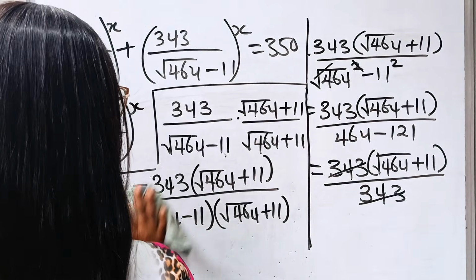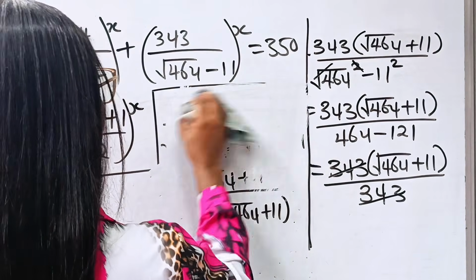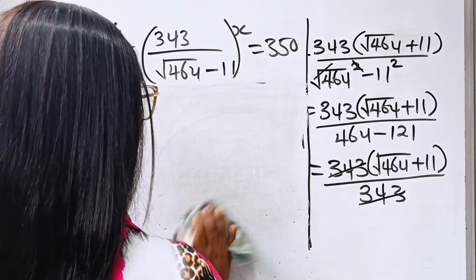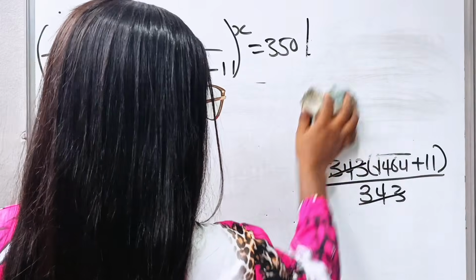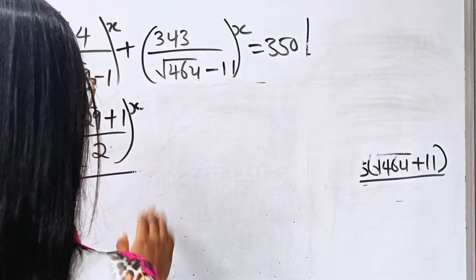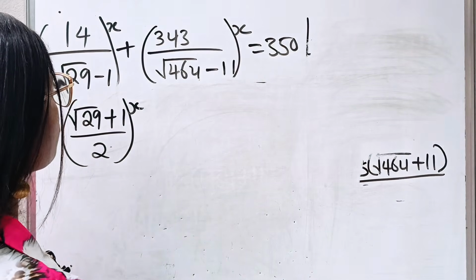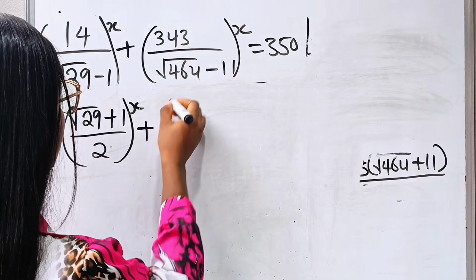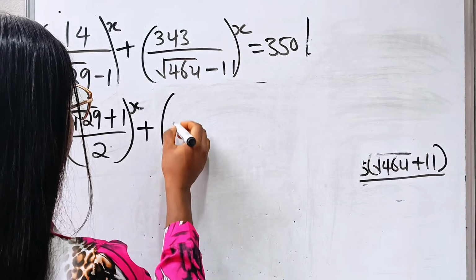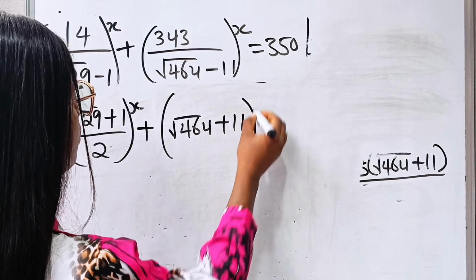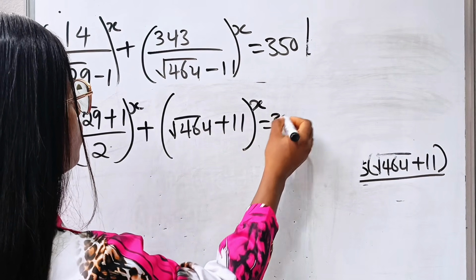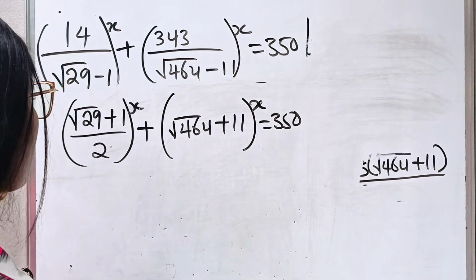Therefore, we are now going to replace this with plus. This is root 464 plus 11 raised to the power of x is equal to 350.